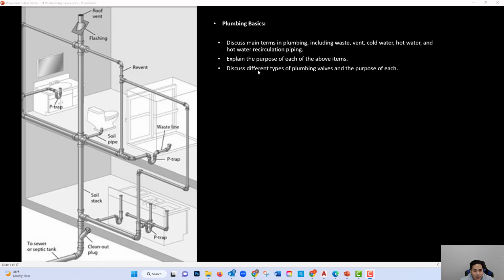Then I'll discuss different types of plumbing valves and the purpose of each one. And they're basically going to be the main types of valves that you may encounter when designing a plumbing system.